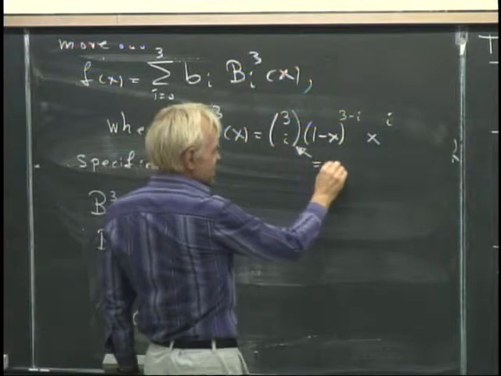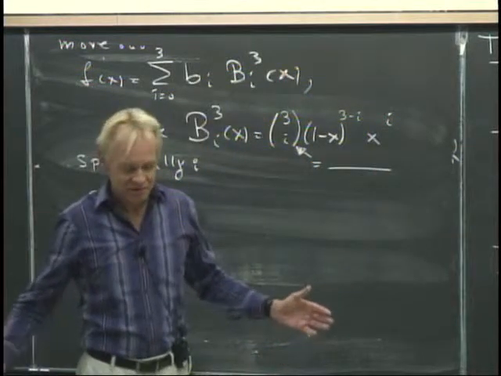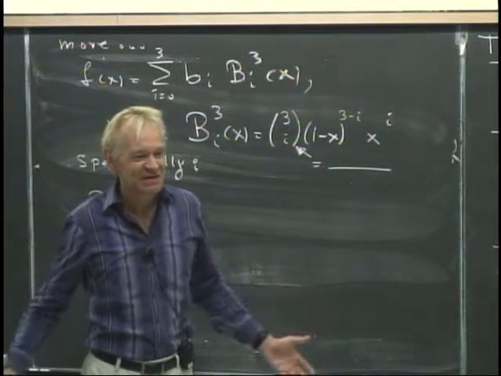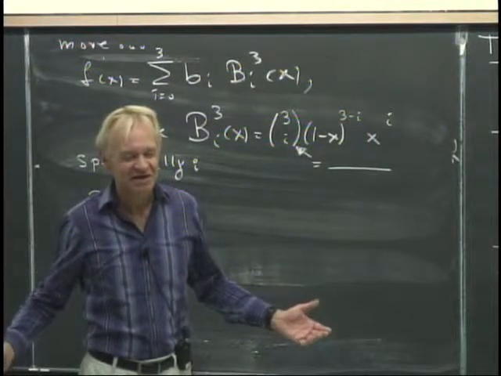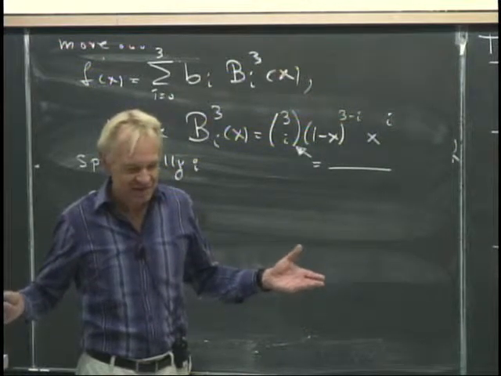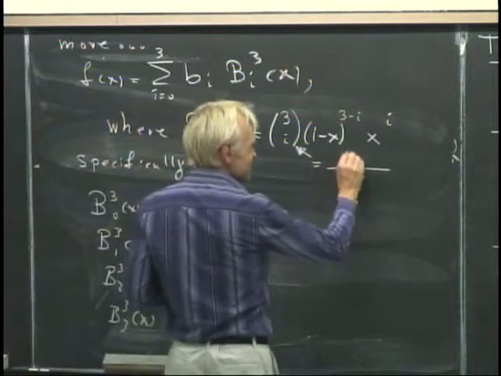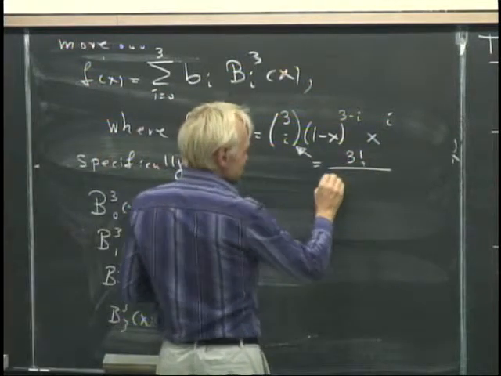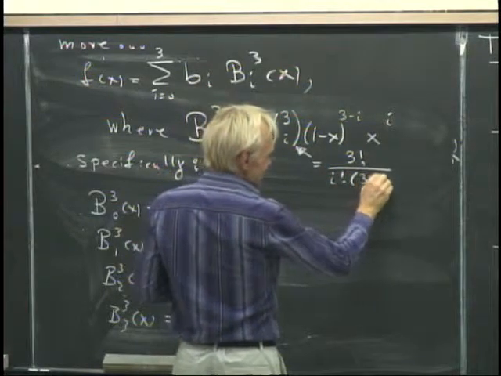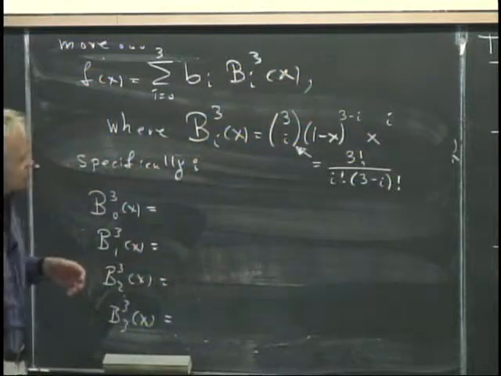This guy is, I always forget, what is it? N choose i is, help me. I'm the one who has forgotten these things, not you. So, N choose i. You have some combinatorics, right? And permutations, all of that. Yes. So it is 3 factorial divided by i factorial times 3 minus i factorial. Okay, that's the binomial coefficient, all right?